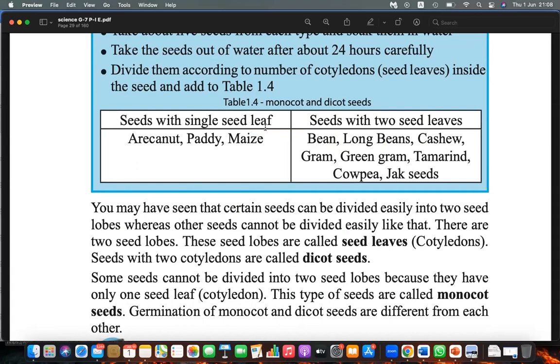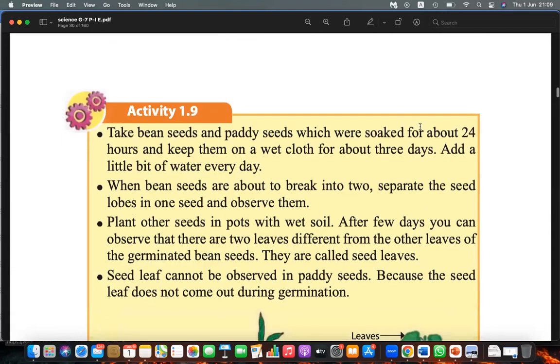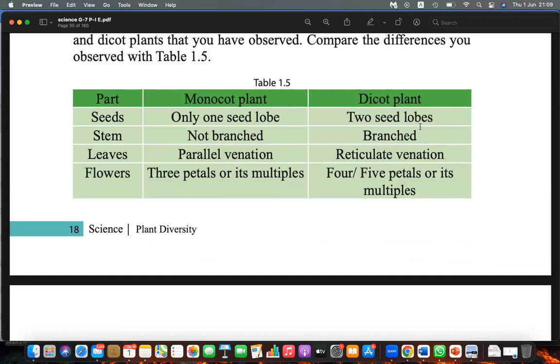So there are some sets of features. But if there are two seed leaves, like bean, cashew, tamarind and all, there are certain features as well. What are the features? Finally, you can see them here. In monocot plants, only one seed lobe, but in dicot, two seed lobes. The stem is not branched under normal circumstances, like coconut, kithul and areca nut, they don't branch. But in dicot plants you can see a branched stem. Leaves are parallel in monocots, but reticulate in dicots. Flowers in monocots have three petals or its multiples, but dicots have four to five petals or its multiples. It can change, but mostly this is the case.